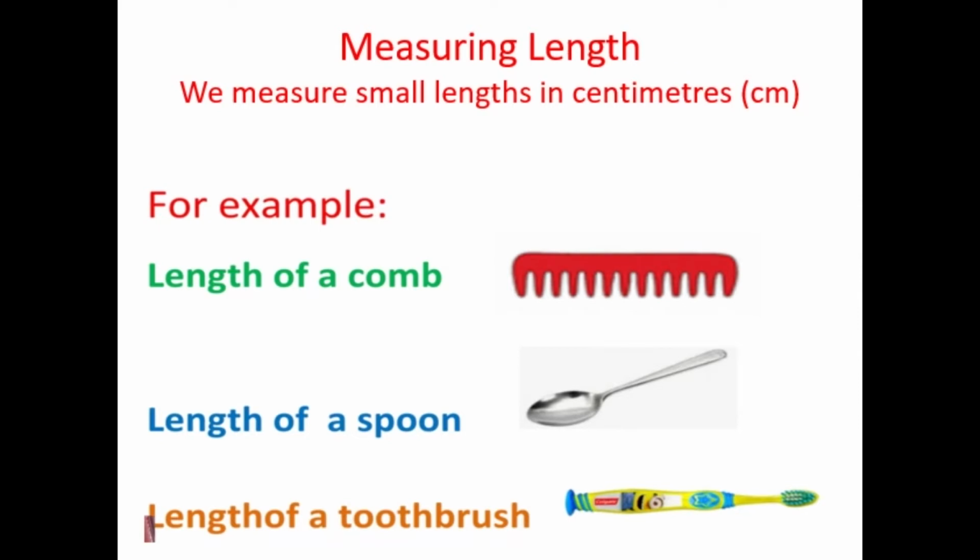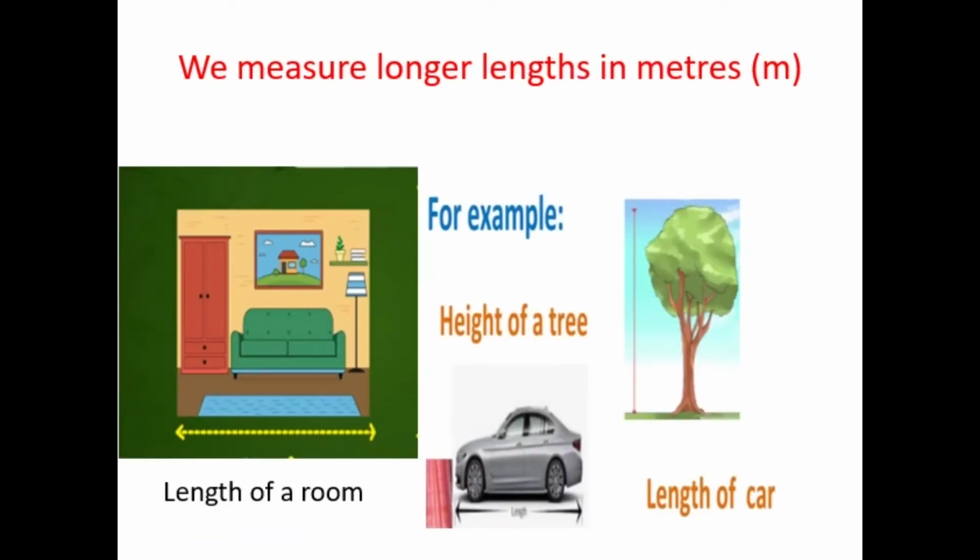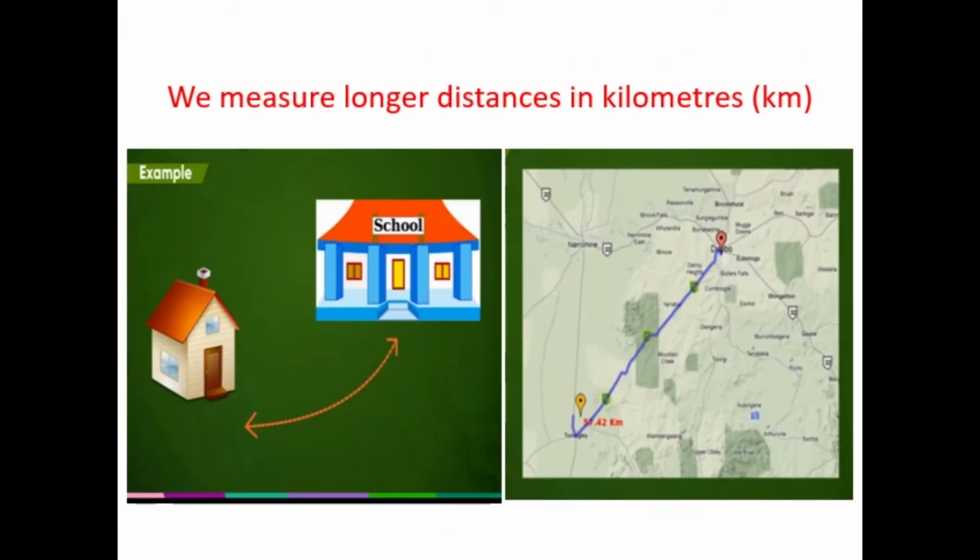We measure small lengths such as the length of a comb, length of a spoon, and length of toothbrush in centimeters. In short, centimeter is written as cm. We measure longer lengths such as the length of a room, height of a tree, and length of a car in meters. In short, meter is written as m. Kilometer is used to measure longer distances. For example, distance between your school to home and distance between two cities, etc. In short, kilometer is written as km.